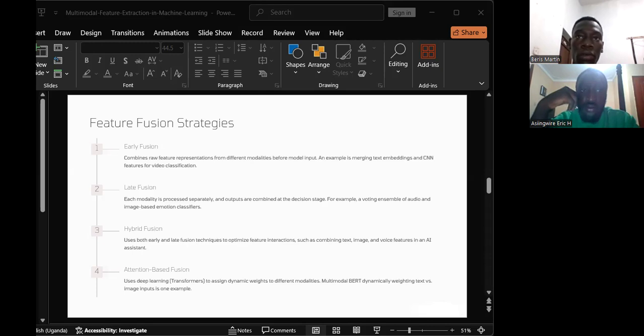Then with hybrid fusion, we are actually mixing the two. We are mixing the early and the late. So we are mixing the capabilities of the two to come up with a model.